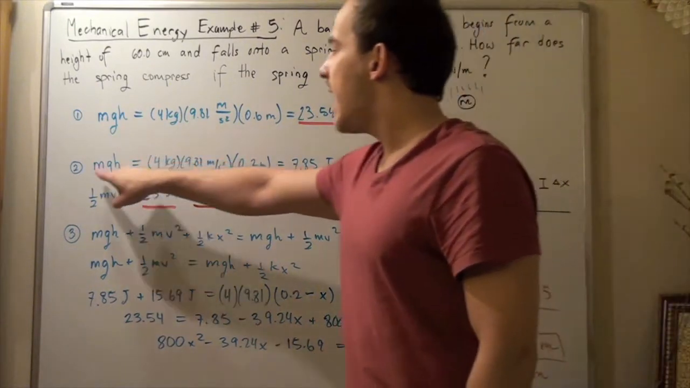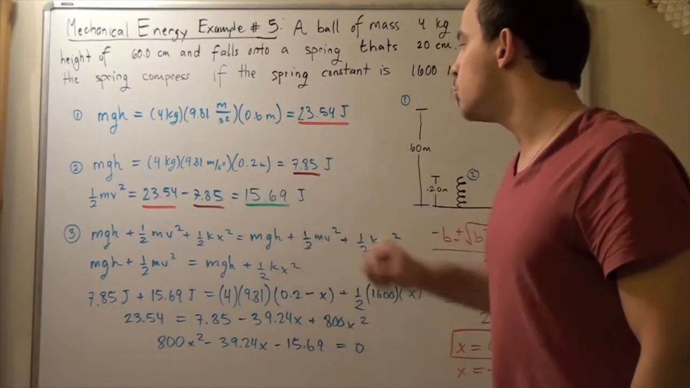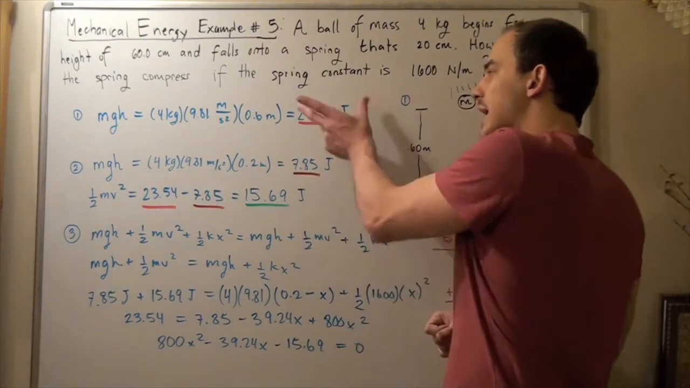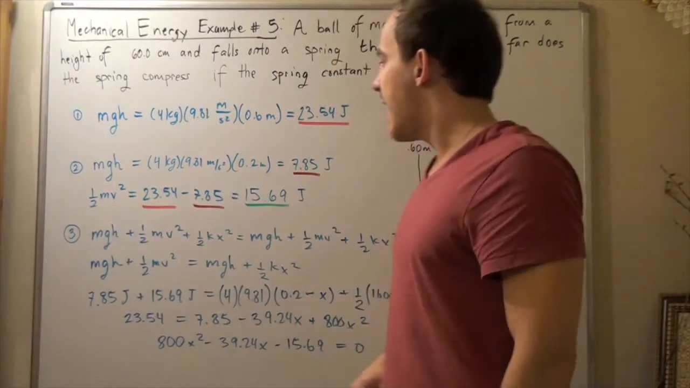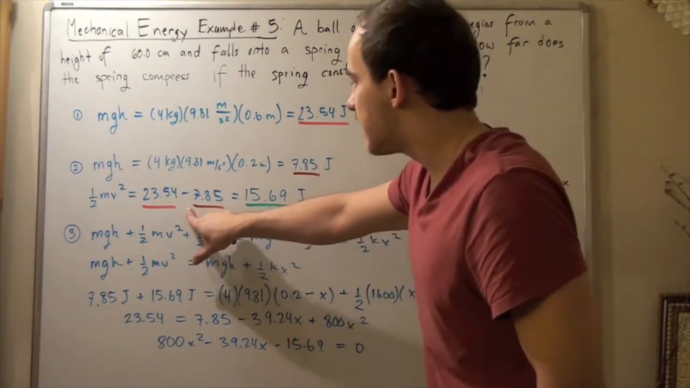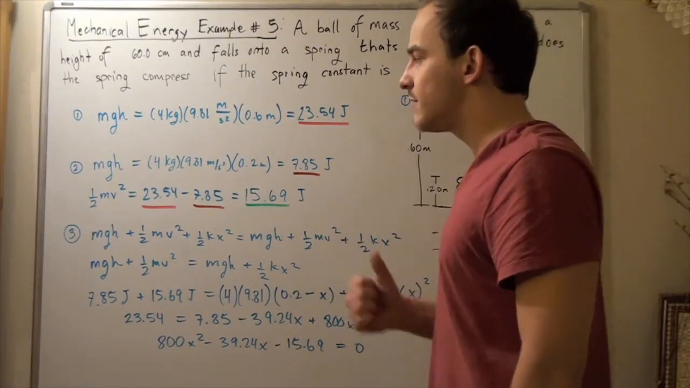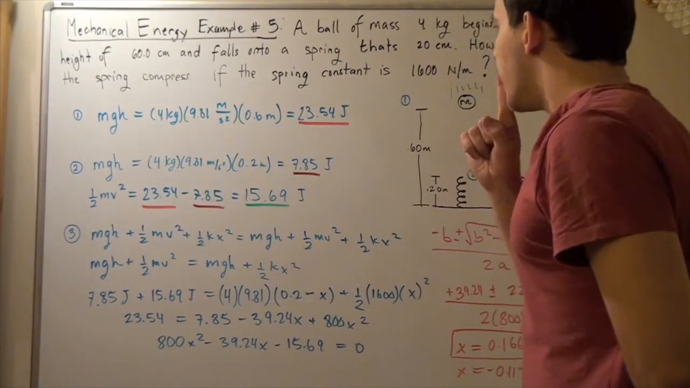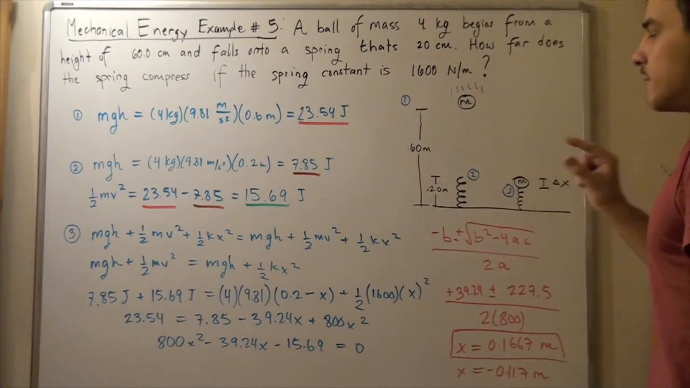So mgh equals 4 kilograms times 9.81 times 0.2 meters, which gives us 7.85 joules. And now we take this and subtract it from this, and we get the amount of kinetic energy at position 2. So it's 23.54 minus 7.85 joules, and that gives us 15.69 joules. If we want to find the velocity, we simply use this formula. But that's not what we want to find. We want to find the distance this spring compresses.